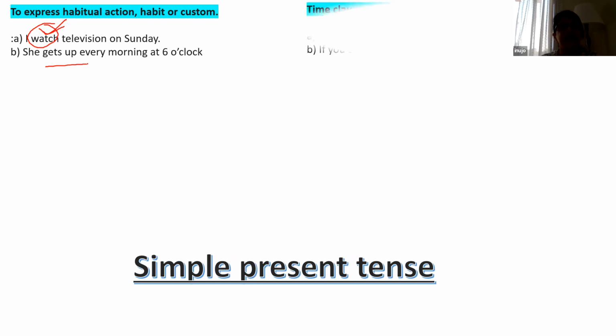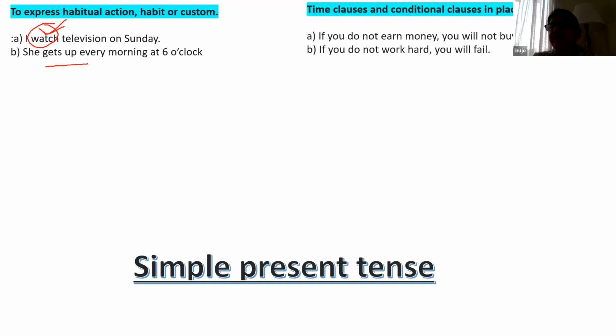All right, children. Now let's see the other condition: time clauses and conditional clauses in place of simple future. For example, the time clause and the if clause, the conditional clause, which we have already studied. Let me show you. If you do not earn money, you will not buy the house. Here, what is your verb? Your verb is earn, and again buy. So this is again where you can use a simple present tense. Where there is a conditional clause, there you will be using a simple present tense.